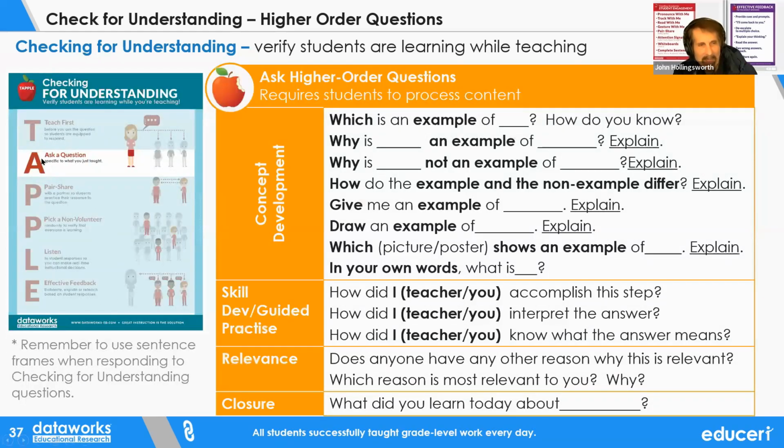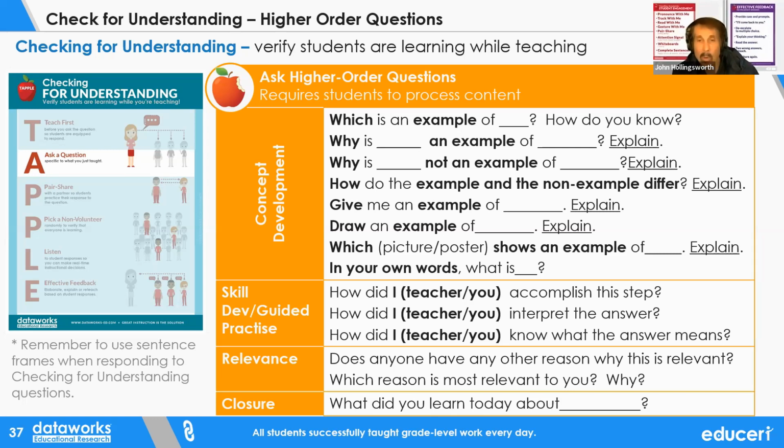Okay, let's look at the next one. I think it's big enough we can all read it. Ask a question specific to what you just taught. The problem with this is what some teachers tend to do is they ask these general, what I call opinion questions. Does everybody understand? Does it make sense? Does anybody have a question? Thumbs up, thumbs down if you're following. The younger students don't have the cognition to know whether they know or not. Older students are not going to raise their hand. And it's also asking opinions.